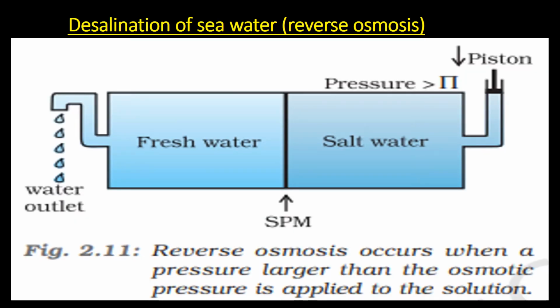Here you can see the desalination of seawater, that is, removal of salt from seawater by the process of reverse osmosis. When we separate fresh water and salt water by a semi-permeable membrane, on applying a pressure greater than osmotic pressure on salt water, there will be a reverse osmosis process. That means solvent molecules flow out of salt water and get into the fresh water. By this, we can remove salt content from seawater.